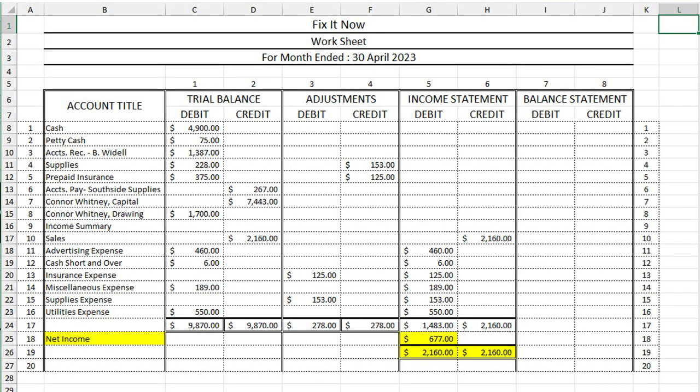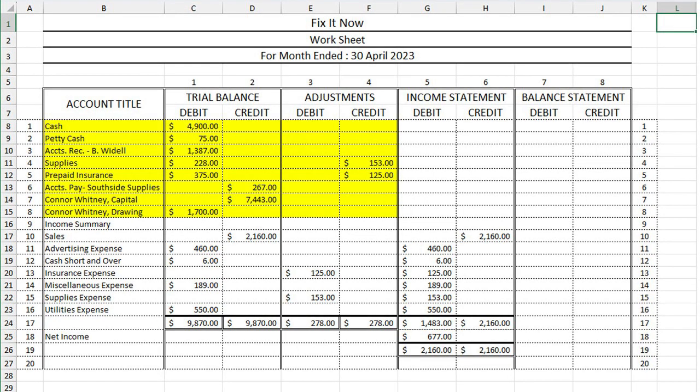We had sales of $2,160 for April, and our total expenses for the month are $1,483. If we subtract the two values, we get $677 of profit. We put that in the credit column and redo the totals with a double underline underneath. On the left side, we put the net income, which is the profit for the month. This finishes the income statement columns.